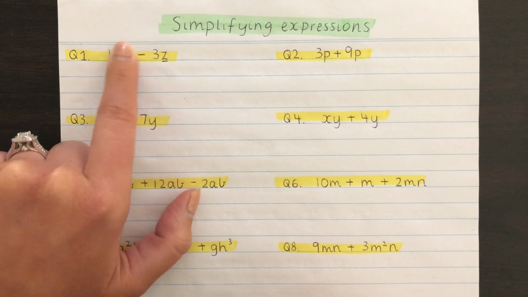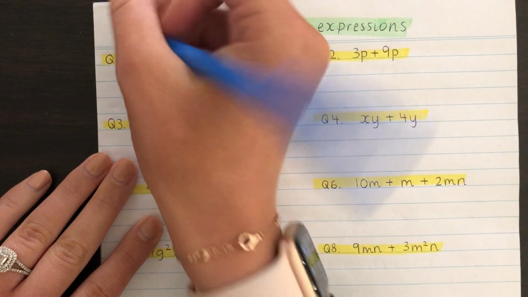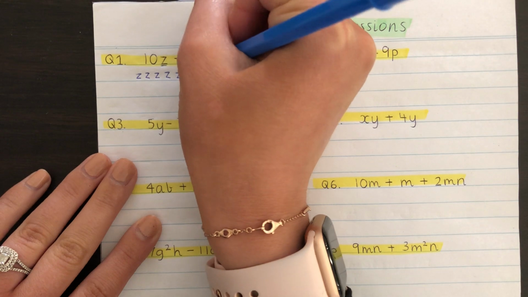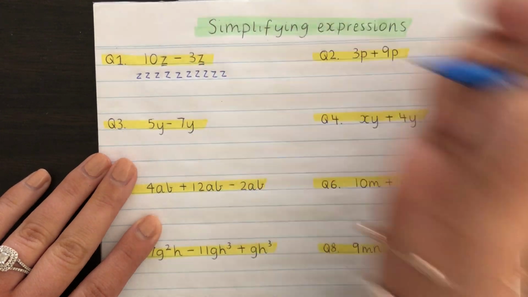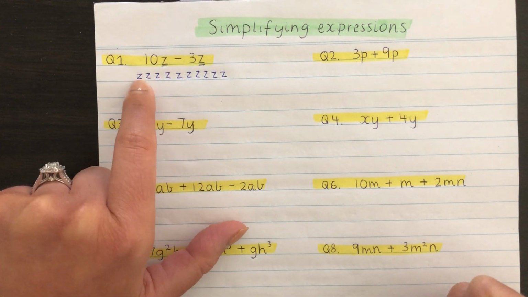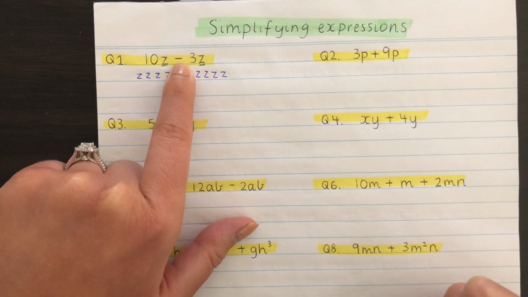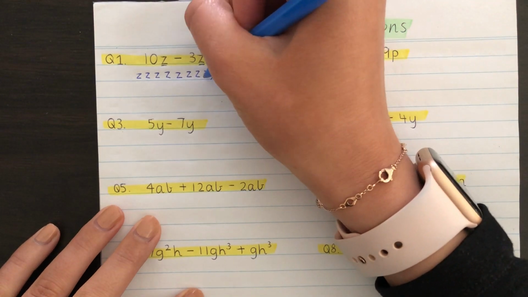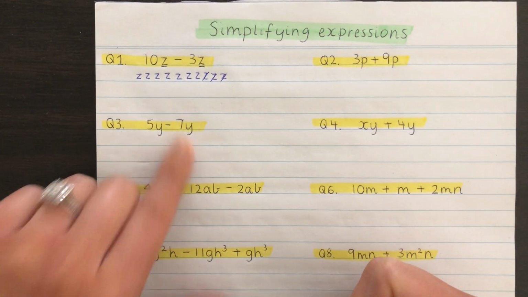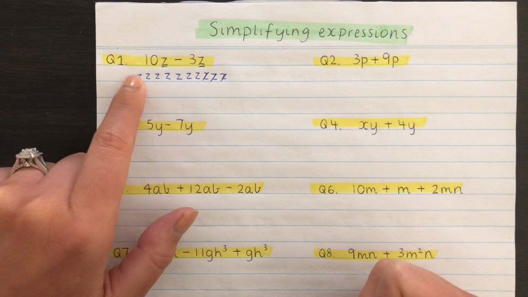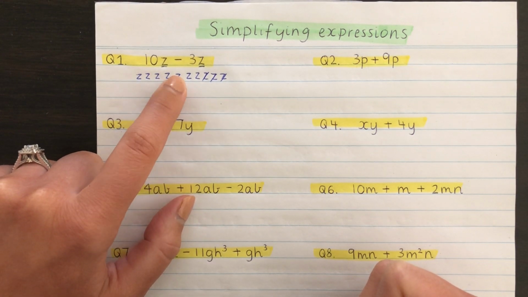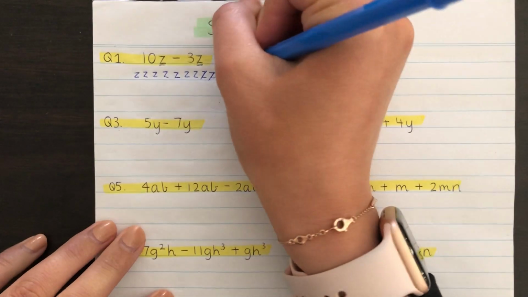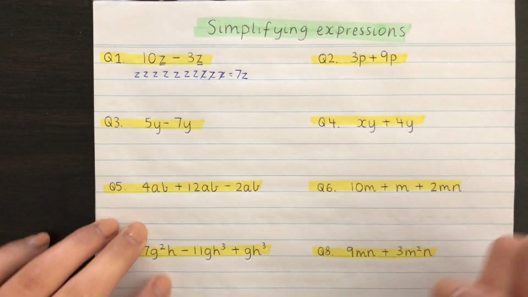This is the same as doing this. We have 10 z's. 1, 2, 3, 4, 5, 6, 7, 8, 9, 10. That's what we're starting with, and we're taking away 3 of the z's. 1, 2, 3. So how many z's are we left with? 1, 2, 3, 4, 5, 6, 7. So the answer is we're left with 7 z's.